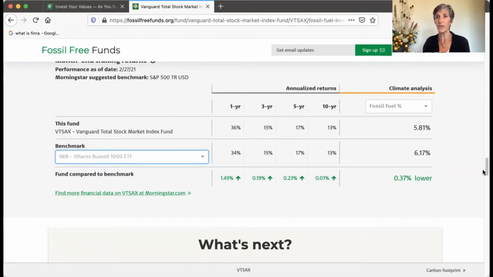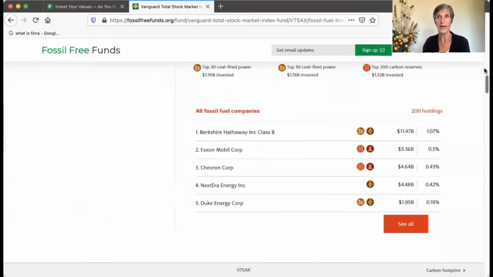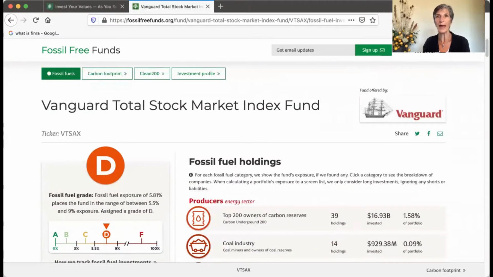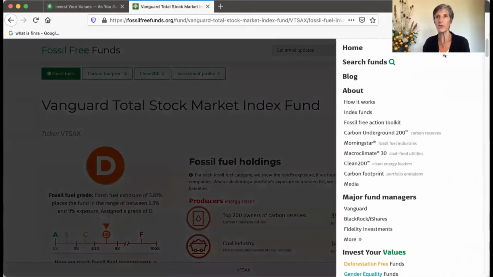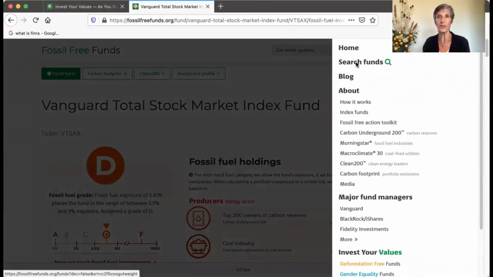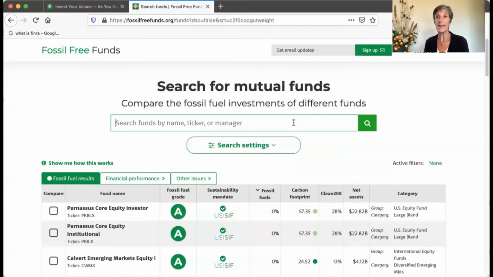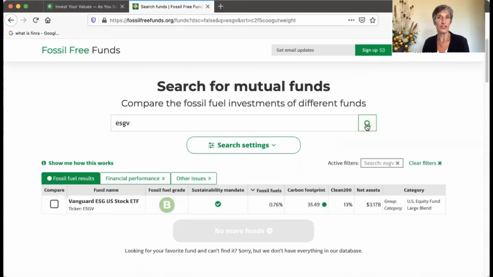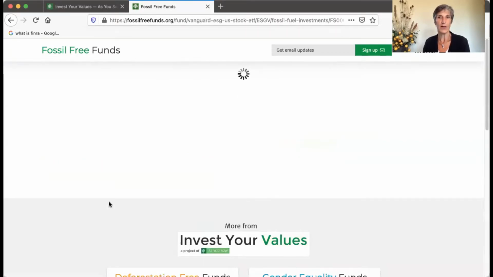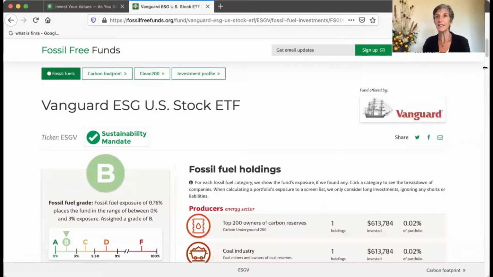So you can get a lot of information about the fund just from looking at this particular tool, which is great. But what we're going to do now is we're going to go back up to the top. I'm going to move myself over a little bit here, and we're going to go to the menu. We're going to go to the search function, and we are going to put in another ticker, which is another Vanguard stock fund that I'm familiar with. It's called ESGV. This is actually an ETF, an exchange traded fund, and we're going to go ahead and click on that.